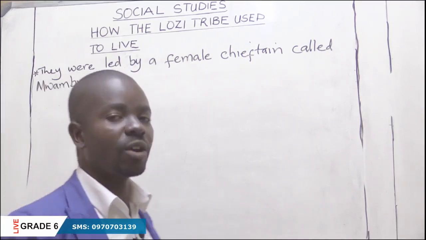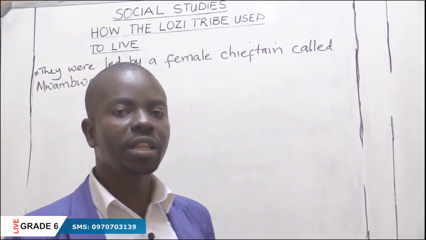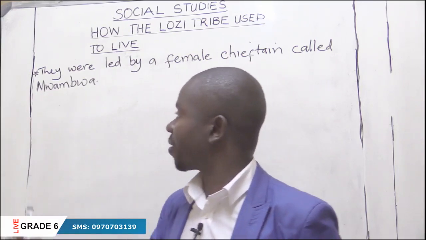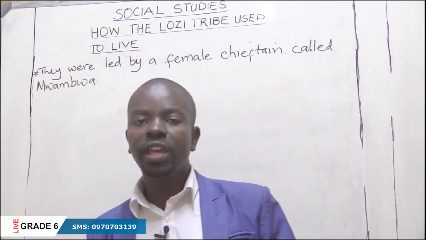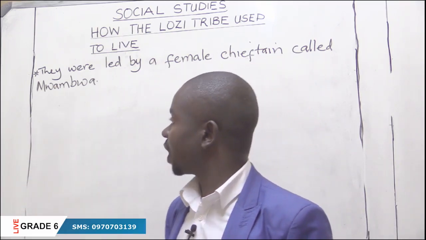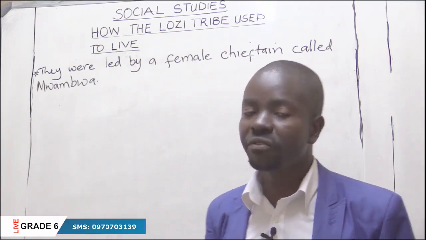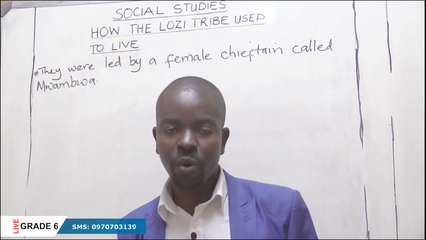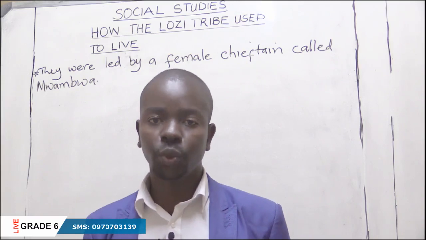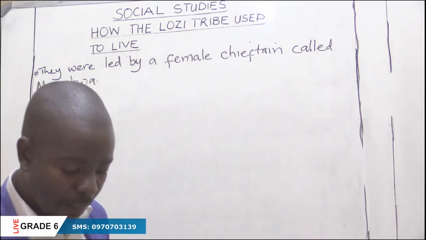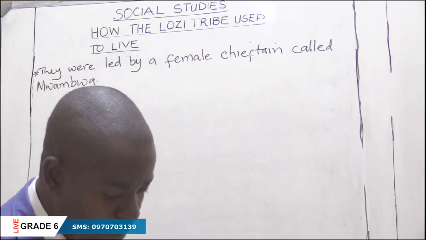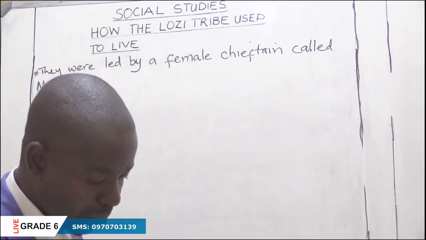Boys and girls, when the Lozi people moved from Congo DR, they settled on the upper part of the Zambezi River, that is Western Province, which is also known as Baroseland today. They were led by a female chieftain called Mwambwa.